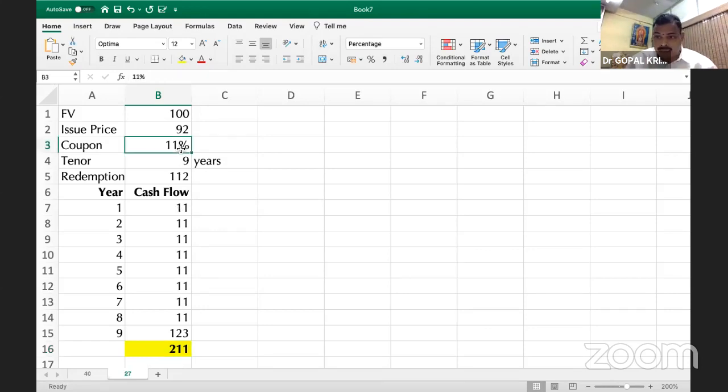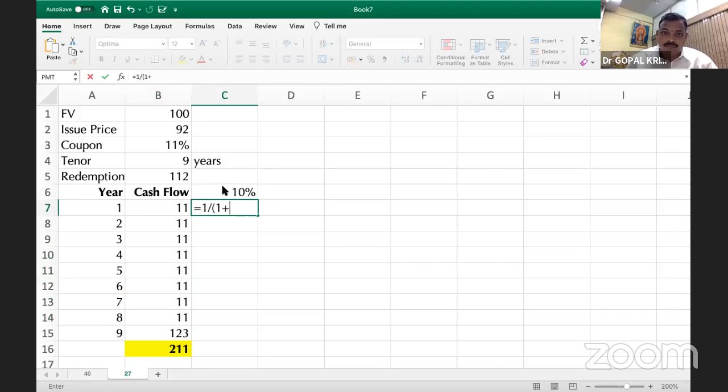It is not 11% for your kind information because you invest 92, you get 112. So you get an additional 20 rupees here. Okay, so 20 rupees you get over a period of 9 years. So therefore, that return also you must add to 11%. So your return will be more than 11. So let us see what is that return. Maybe let me try for 10%.